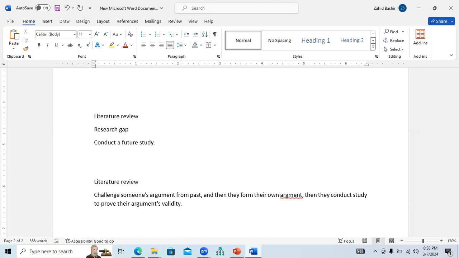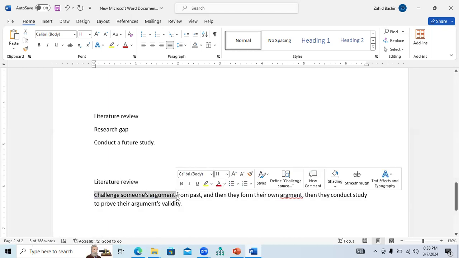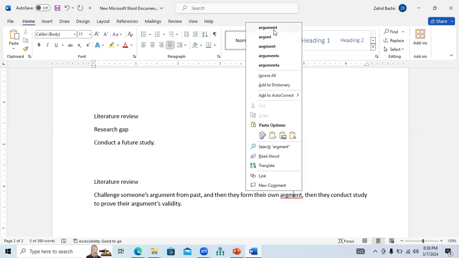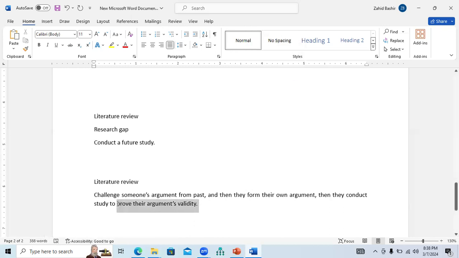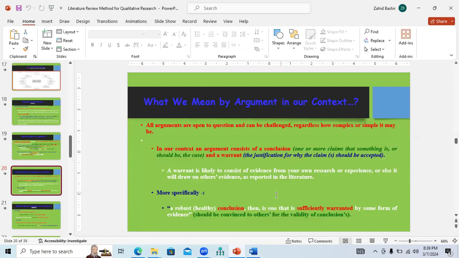Now, this is also a way of doing research: you find someone's argument and you find some flaws, some weakness in their argument, and you think that this can be challenged, but you need some data to provide evidence that your argument is stronger than the previous one. This is the way you can also do research. So either find a research gap or challenge someone else's argument from the past to make your study valid. So there are two ways to do research.